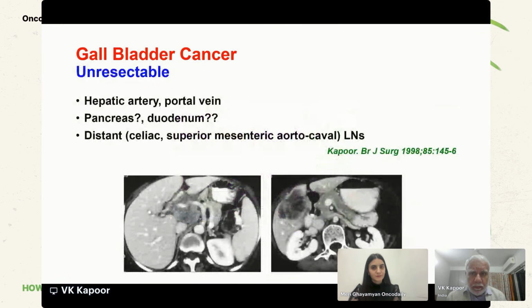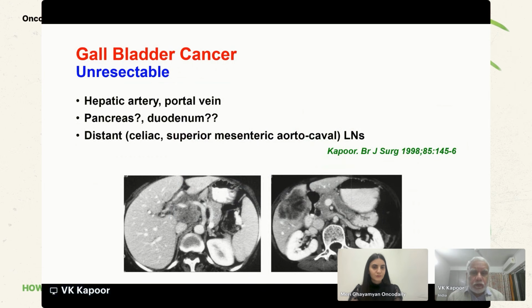Now, what is unresectable gallbladder cancer? Why am I describing unresectable first? Because as I said earlier, the majority of the patients in whom the clinical or radiological diagnosis is gallbladder cancer are unresectable. So if the proper hepatic artery or the main portal vein is involved, it is unresectable, unlike cholangiocarcinoma, where vascular resection can still be done. If the pancreas is involved, in most centers now, we consider it unresectable. If the duodenum is involved, we may do a duodenal resection, provided the head of the pancreas is not involved.